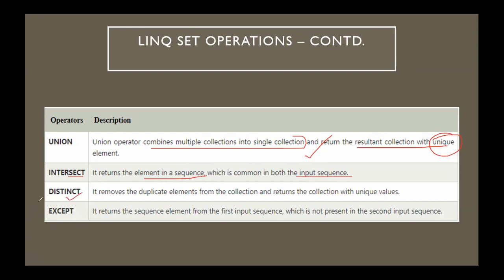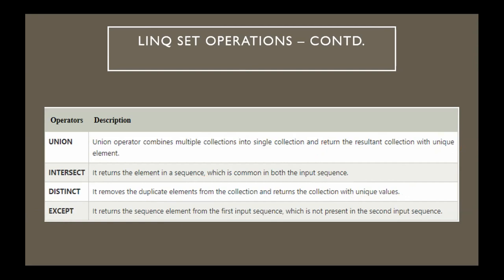Distinct removes duplicate elements from the collection and returns a collection with unique values. Except returns sequence elements from the first input sequence which are not present in the second input sequence. So that is where you can use these.